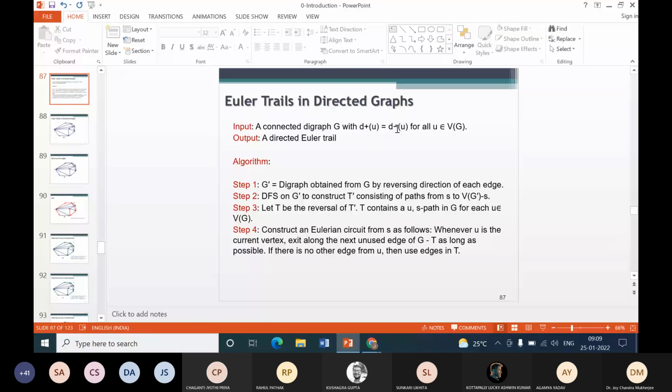So basically you are given a connected directed graph where for every vertex U, the in degree of U equals the out degree of U, and your task is to find a directed Euler trail. So this is the algorithm. I won't go through these steps; rather I will explain this with an example.